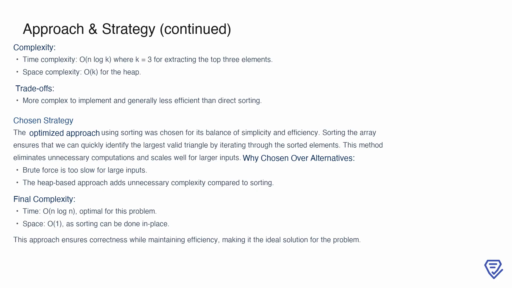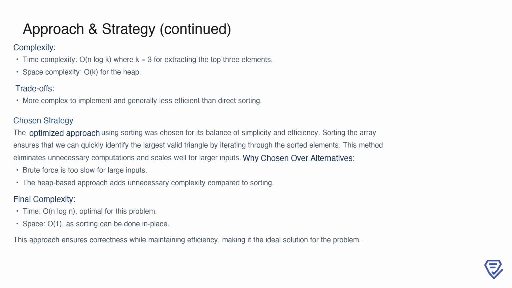For this problem, the optimized approach using sorting was chosen because it strikes the best balance between simplicity and efficiency. Sorting the array ensures that we can quickly identify the largest valid triangle without unnecessary computations. This approach scales well for larger inputs and has a final time complexity of O(n log n), which is optimal for this problem. Additionally, it uses O(1) space as the sorting can be performed in place.